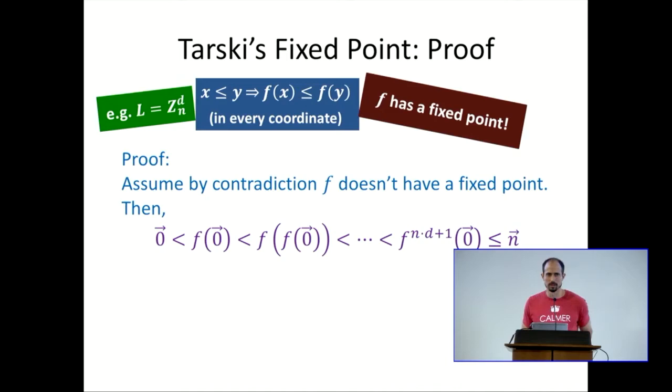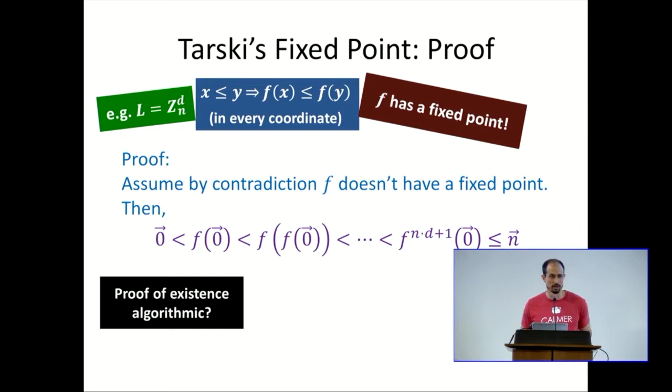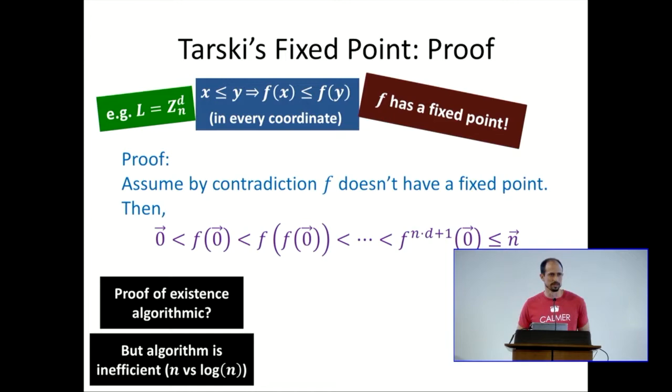So this proof comes with an algorithm. You can iteratively apply f. The problem is that this is inefficient. We need order n times the queries or time, but we can hope for something that's polynomial in log of n.